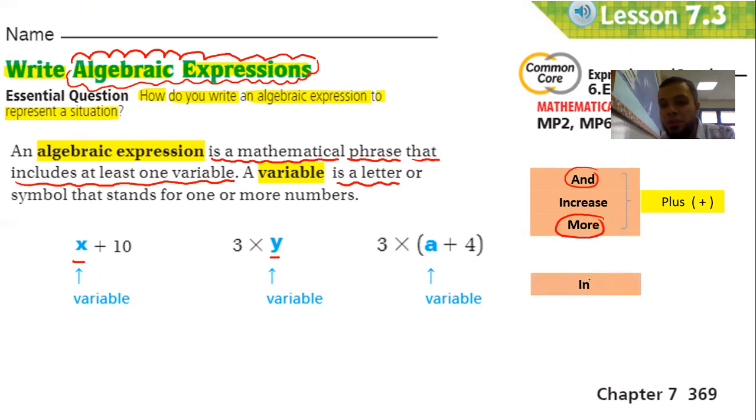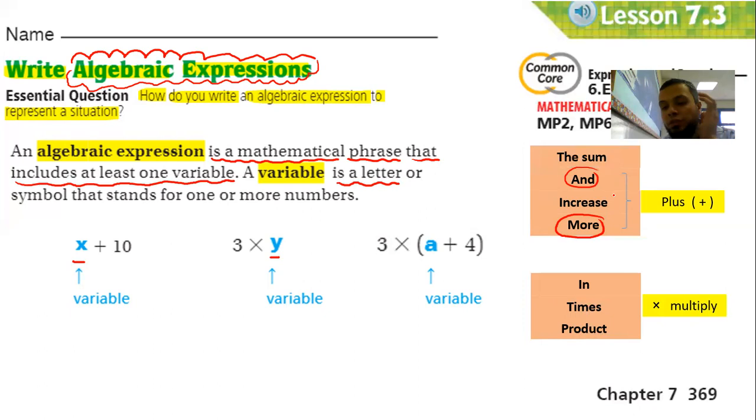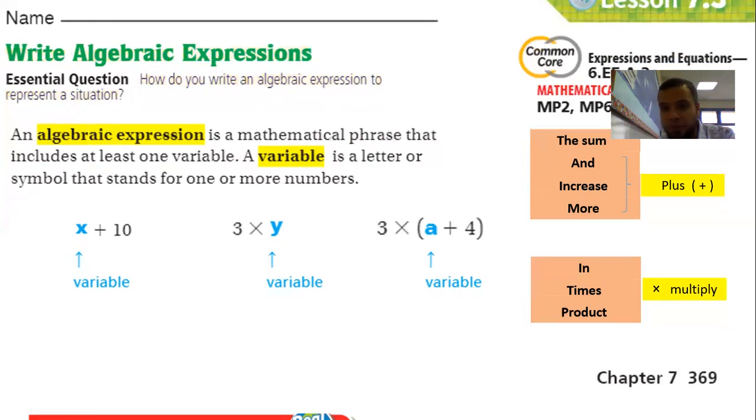The word in, the word times, the word product. When you see times or product in the situation, what does it mean? Think a little bit. Excellent. Multiply. Good job. So I have another word for plus. The sum. The sum here means plus. I would like you to write them or take a picture of them. Keep them in your mind. We need to solve the questions by using them.